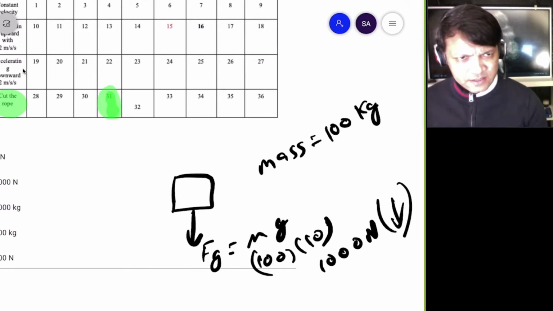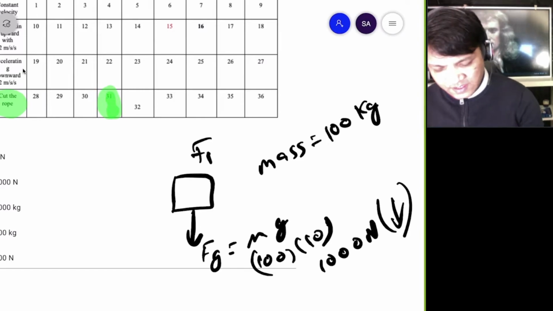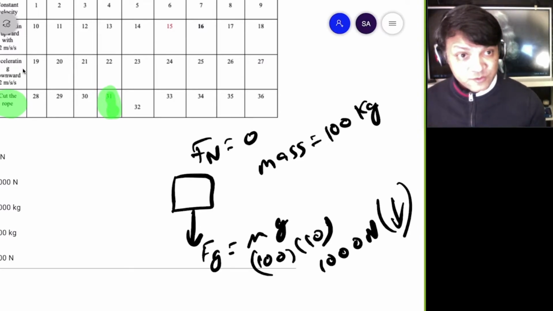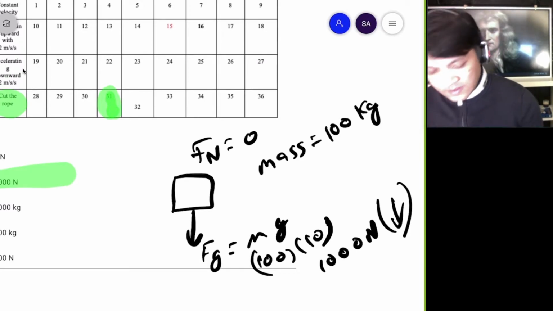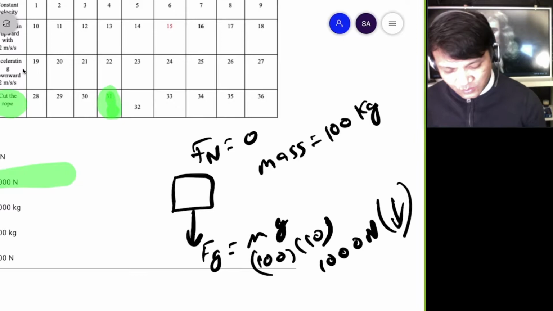When someone cut the rope, the normal force is then zero. That means the net force is negative 1000, and the absolute value of the net force is 1000 newton. So 1000 newton. That's the first question. Now we're gonna go over the second question.